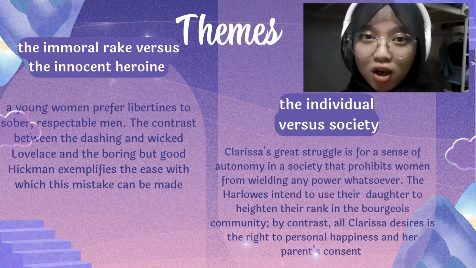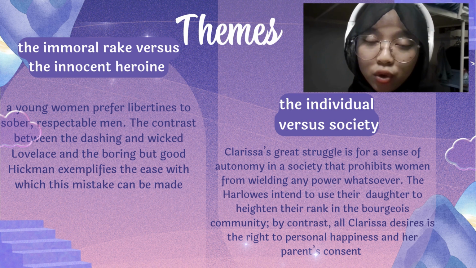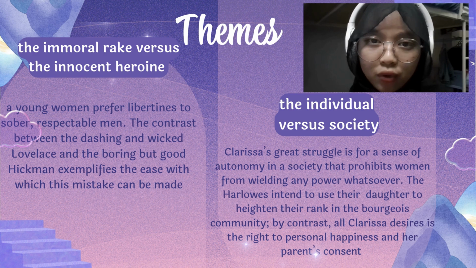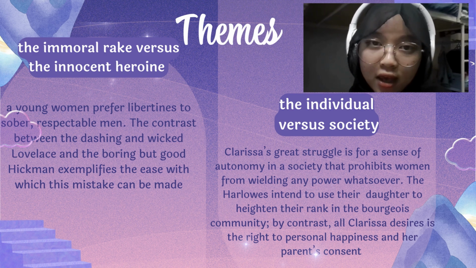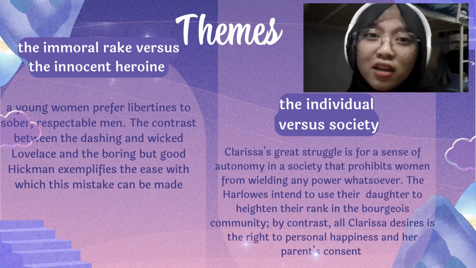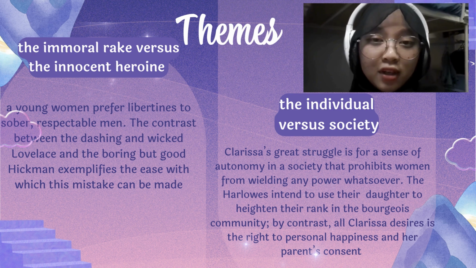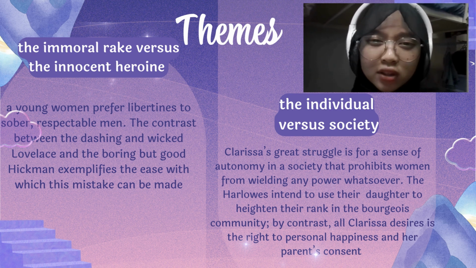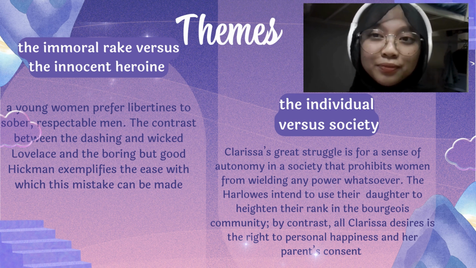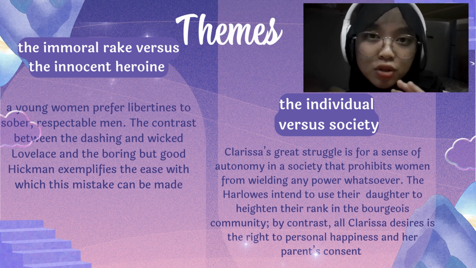So, based on our understanding of this story, we have found two themes, which are the immoral wreck versus the innocent heroine, and the individual versus society. The immoral wreck versus the innocent heroine: both Clarissa and her sister Arabella have the same interest in a guy named Lovelace. This made Arabella jealous when she knew that Lovelace was attracted to Clarissa instead of her. As a result, Clarissa has to face very difficult circumstances that eventually change her life 360 degrees.